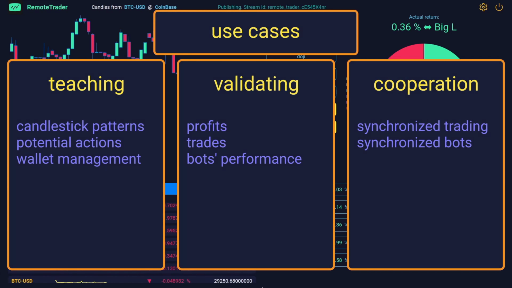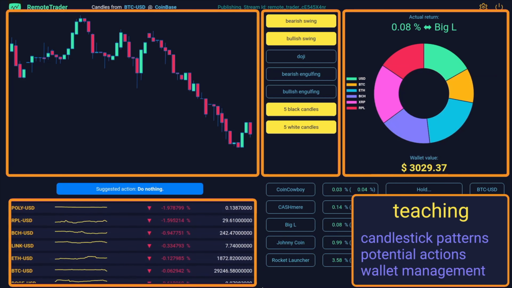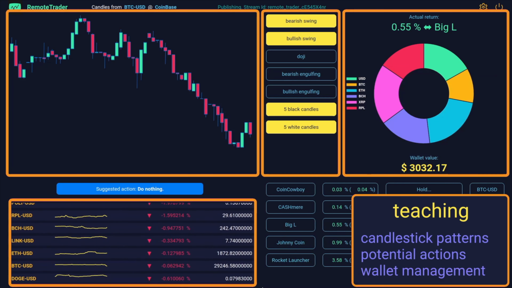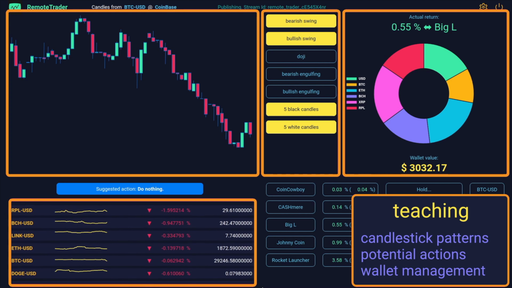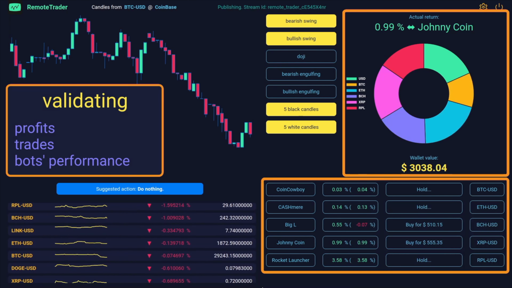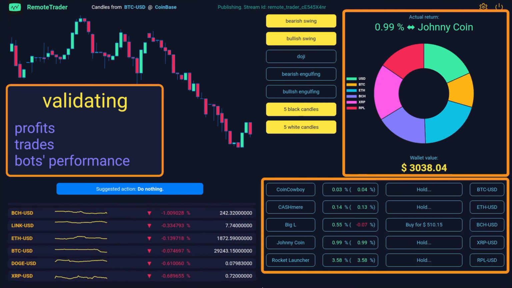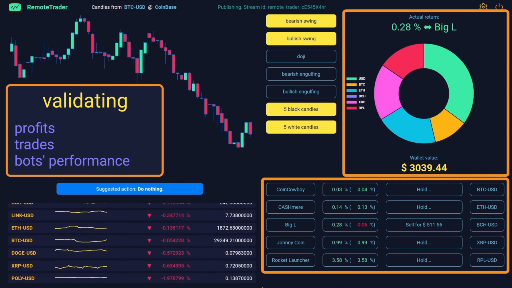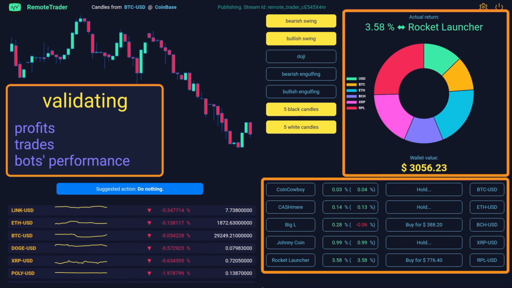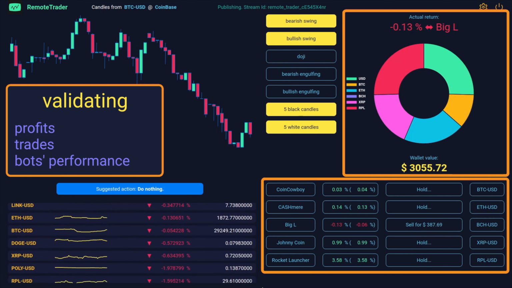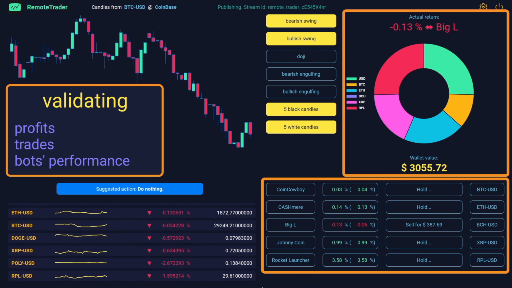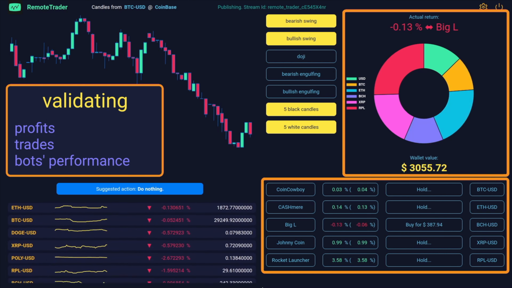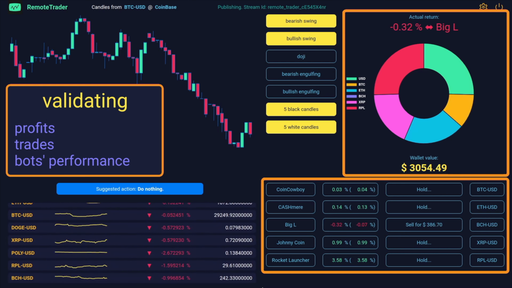There are three main use cases where publicity is essential. The first one is teaching when someone demonstrates possible trading actions or candlestick patterns. Secondly, traders can validate their profits or trades through streaming because building or training a sophisticated trading bot needs a lot of time, energy, and knowledge. Some bot traders are really proud of their own effort, that's why they share the results with the world gladly.